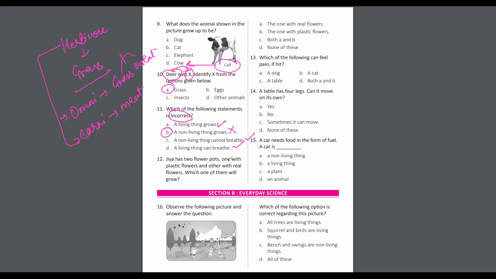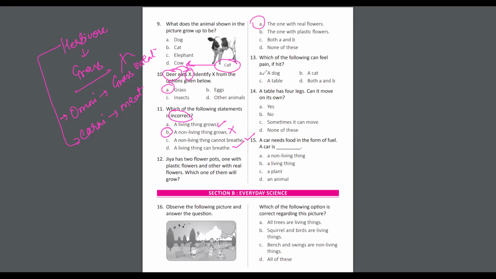Gia has two flower pots, one with plastic flower and other with real flower. Which one of them will grow? We know very well all the living things can grow, so plastic ones will never grow. So the one with real flower, the one with plastic flower, both A and B. So one with real flower can grow because only living beings can grow.